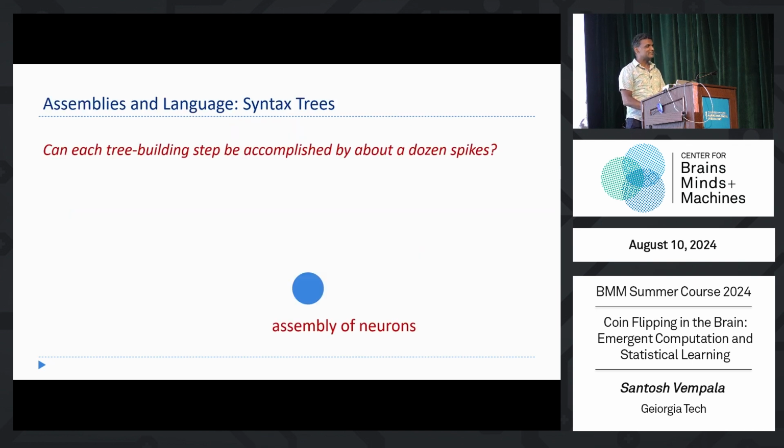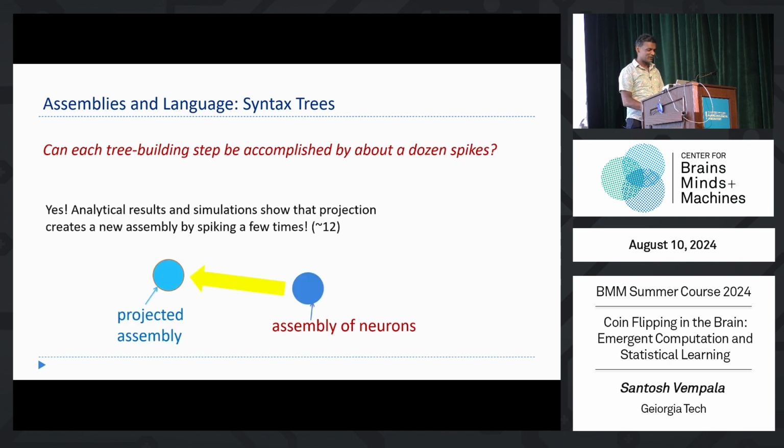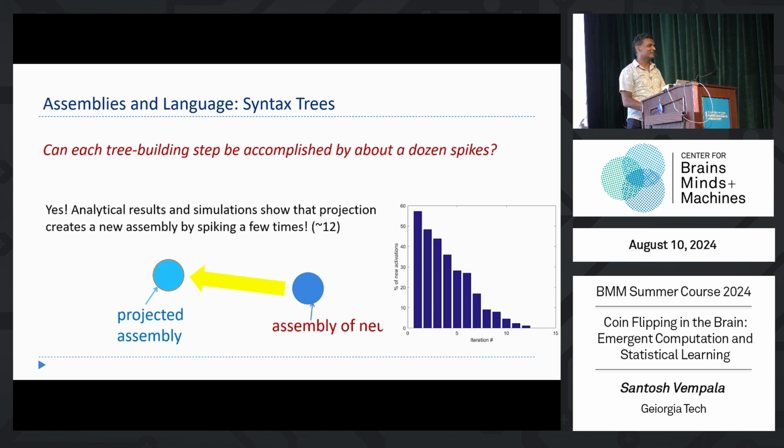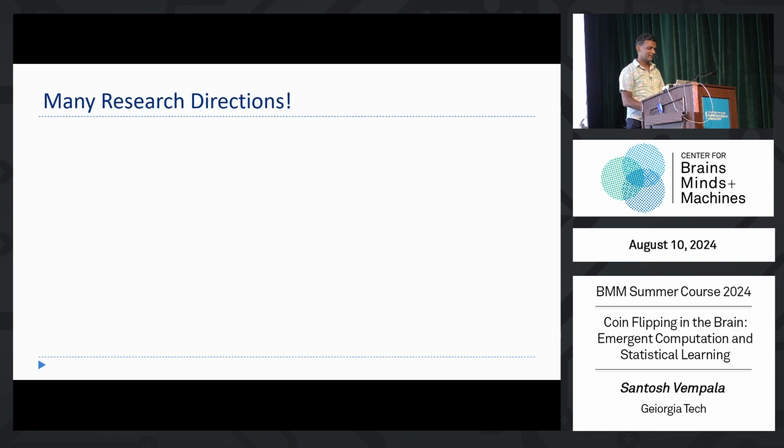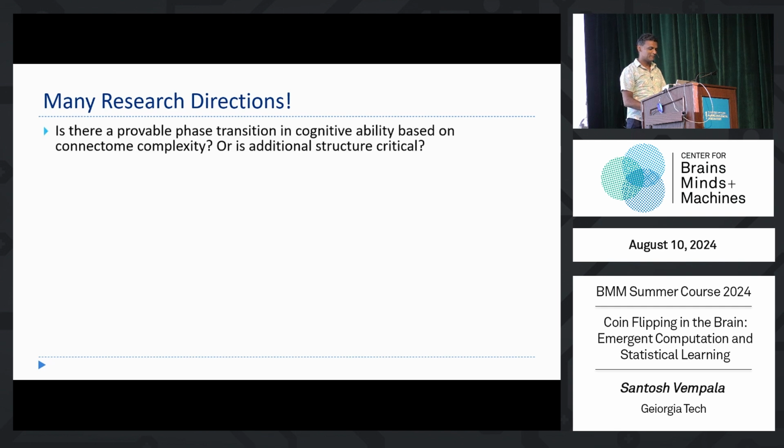And so can this tree building step be done in a dozen spikes? And yes, at least in this model, a dozen spikes is what it takes to build an assembly on the fly. Okay, so there are many research directions here, but that's the conclusion of what I was going to tell you from the model.